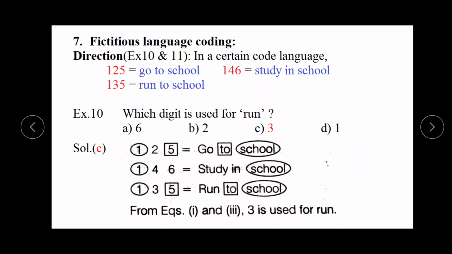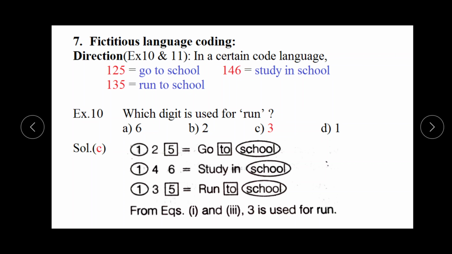That is the seventh type of coding decoding, that is the fictitious language coding. In the fictitious language coding, we can see that 1 to 5 can be written as go to school. It means these are three digits, and here also three words. One digit is for one word, but not necessarily in the same order. It means it is not necessary that 1 is for go, and 2 is for to, and 5 is for school. What we will do, we will check all the given statements.